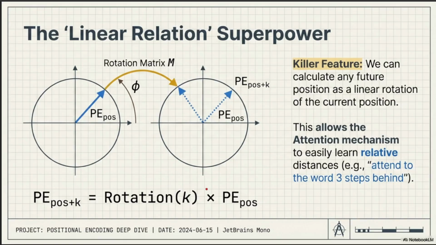So why does this matter? It makes it incredibly easy for the model's attention mechanism to learn relative distances. If the model wants to attend to the word 3 steps back, it just needs to learn a simple rotation matrix. It doesn't need to memorize every position index. It just learns the function of moving back 3 steps, for example. So it's not a memorization problem.